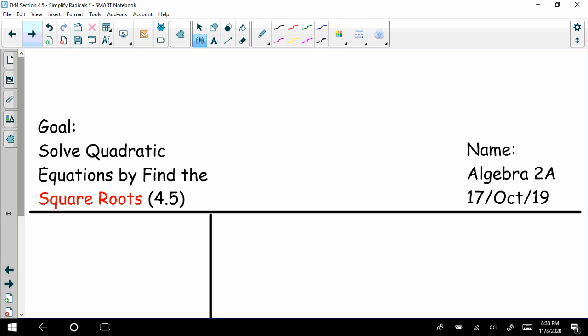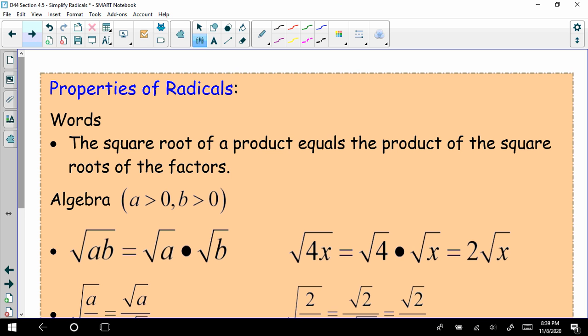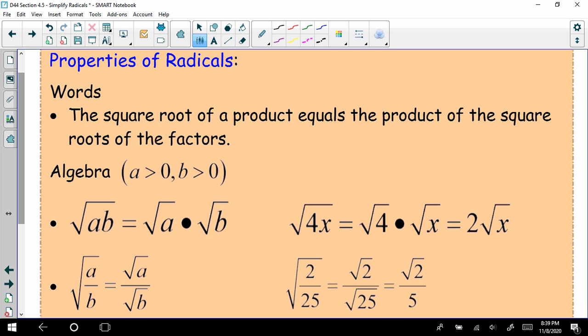All right, now for our new content. As I mentioned, we're working on simplifying radicals. So let's take a look at this information in the box together. Different properties of our radicals. We're working on square roots.